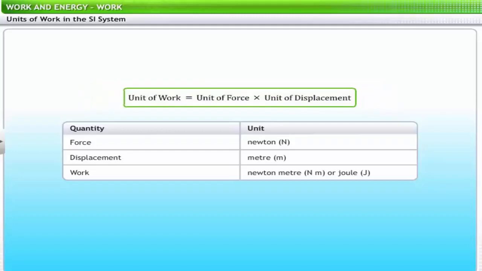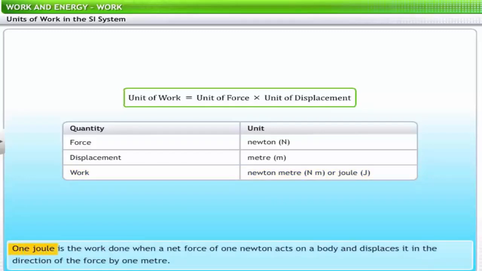In the SI system, the unit of force is expressed in Newton and the unit of displacement is expressed in meters. Therefore, the unit of work is Newton meter. In honor of scientist James Prescott Joule, 1 Newton meter is referred to as joule, denoted by the letter J. Thus, 1 joule is defined as the work done when a net force of 1 Newton acts on a body and displaces it in the direction of the force by 1 meter.